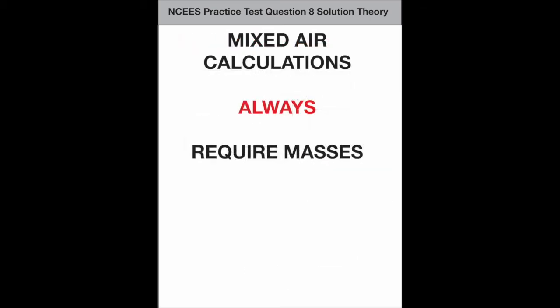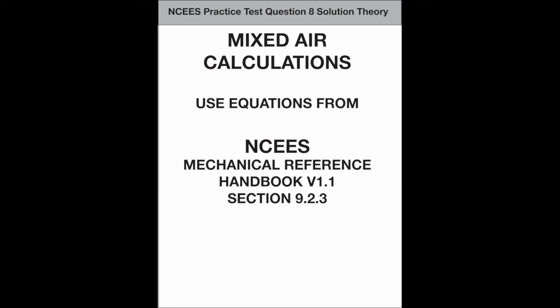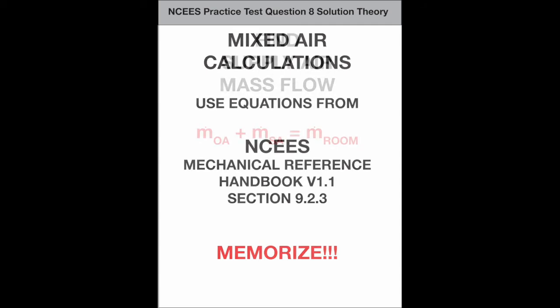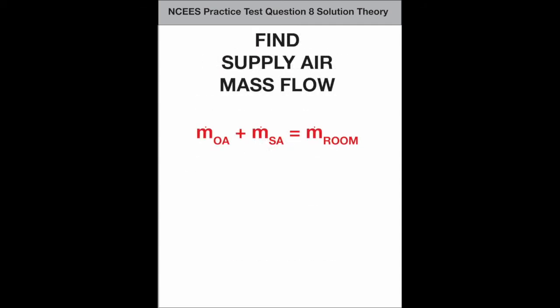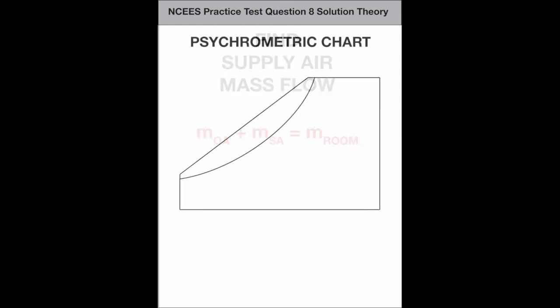Mixed air calculations always require masses of the air streams. Use the equations found in the NCEES Mechanical Reference Handbook, Section 9.2.3, which you should have memorized. Find supply air mass flow with this equation. From the psychrometric chart, look up outside air and room air volumes.